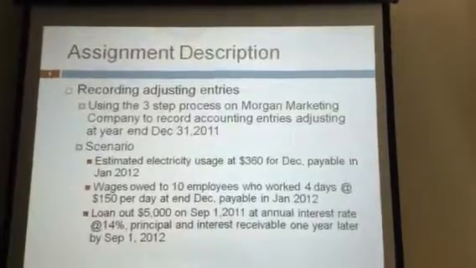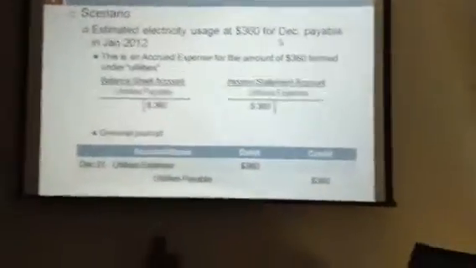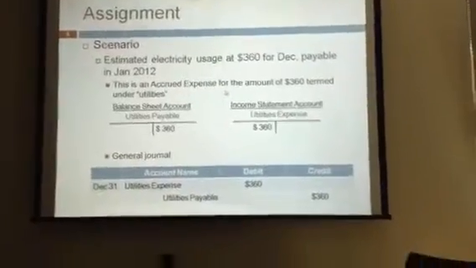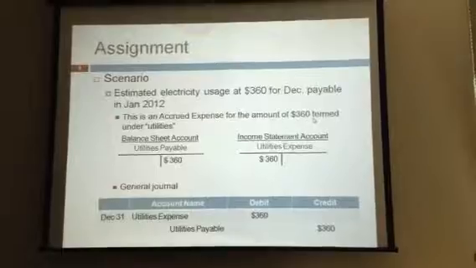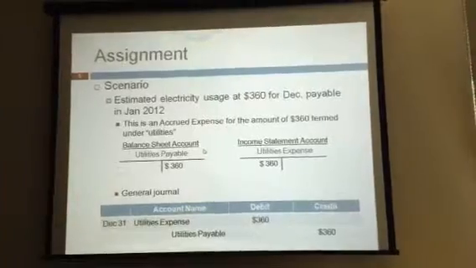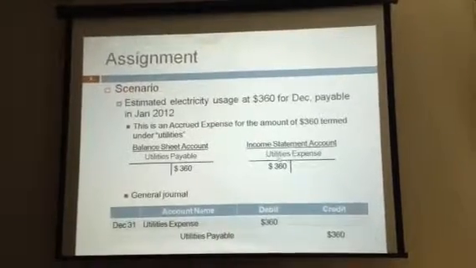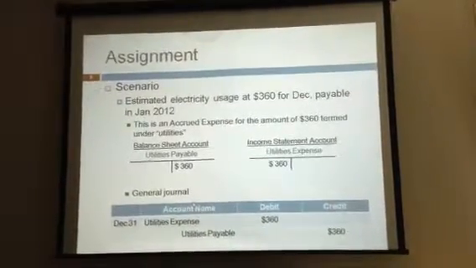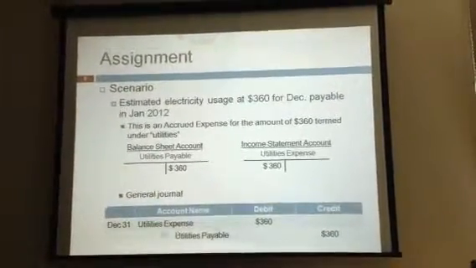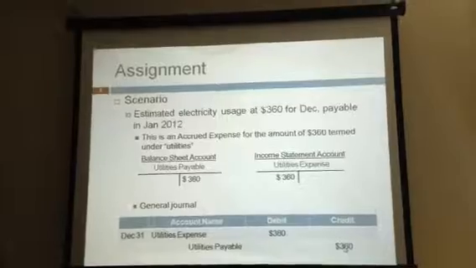We'll go into the first scenario, where the estimated electricity usage is $360 for December, but payable in January. This is an accrued expense, and the amount is $360 estimated, and we term this under utilities. So in the balance sheet account, we put this as a credit for utilities payable and a debit for utilities expense. In the journal, we would represent it in this manner: the date December 31st, utilities expense debit $360 and utilities payable credit $360.